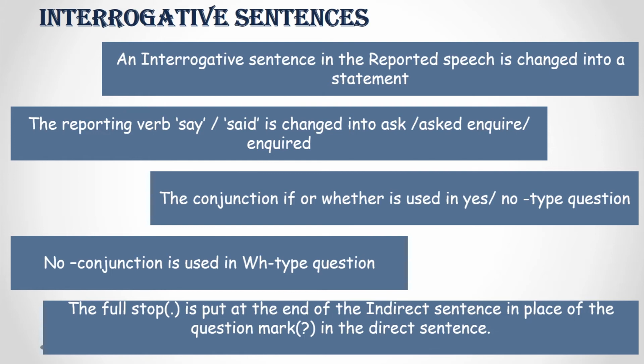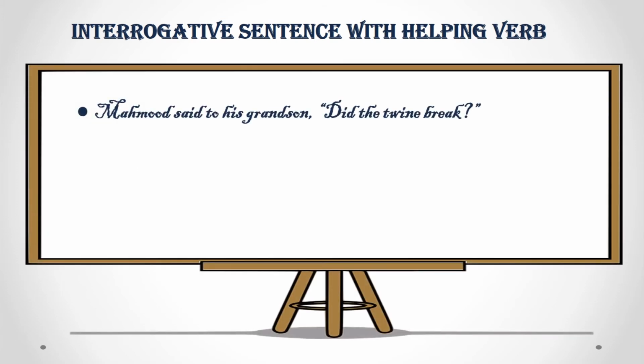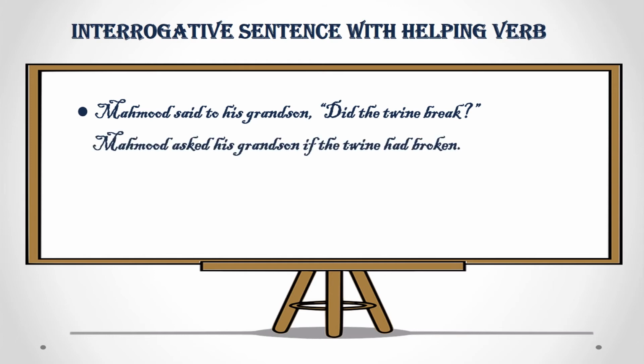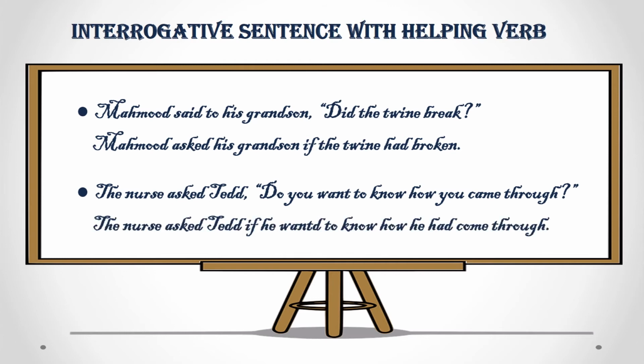The full stop is put at the end of the indirect sentence in place of the question mark in the direct sentence. Moving on to interrogative sentence with helping verb or yes-no questions. Mahmoud said to his grandson, "Did the twine break?" Mahmoud asked his grandson if the twine had broken. The nurse asked Ted, "Do you want to know how you came through?" The nurse asked Ted if he wanted to know how he had come through.